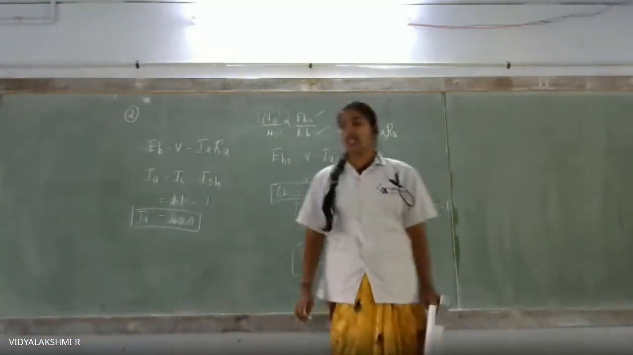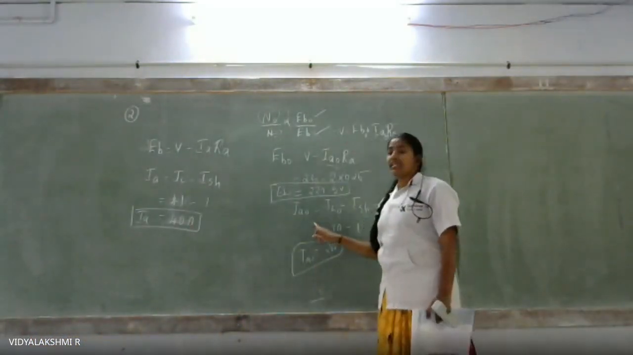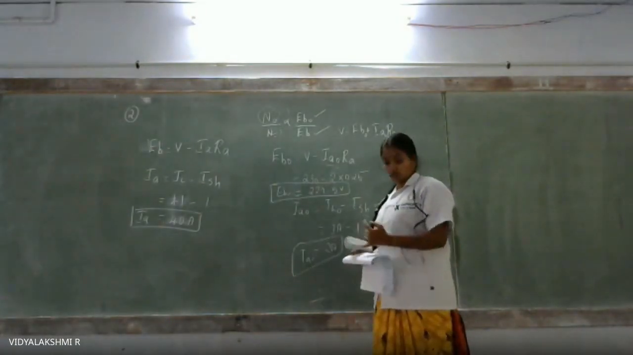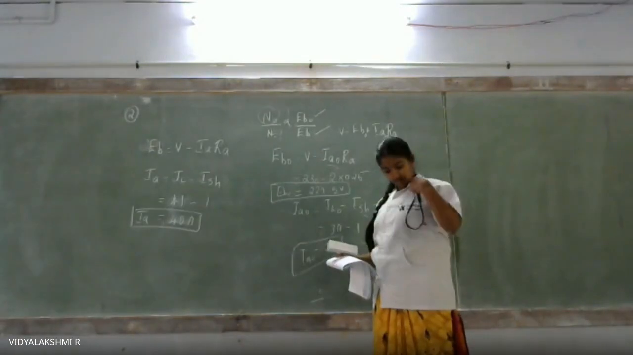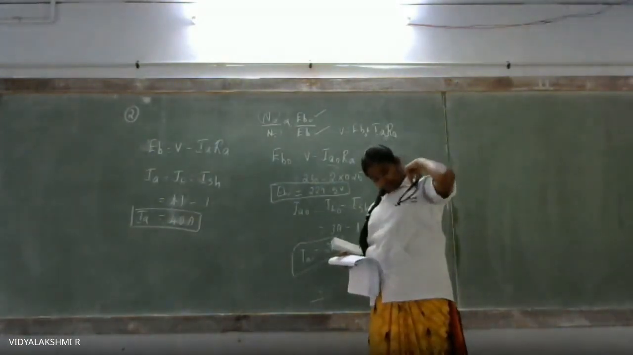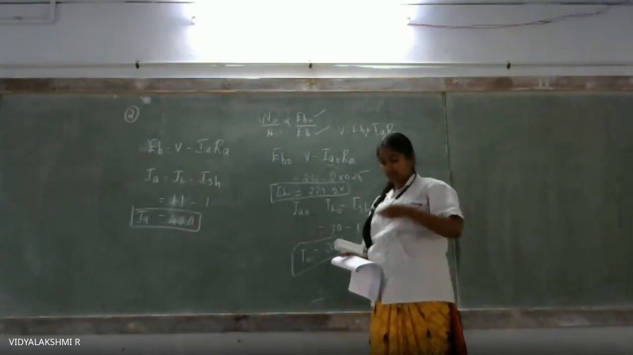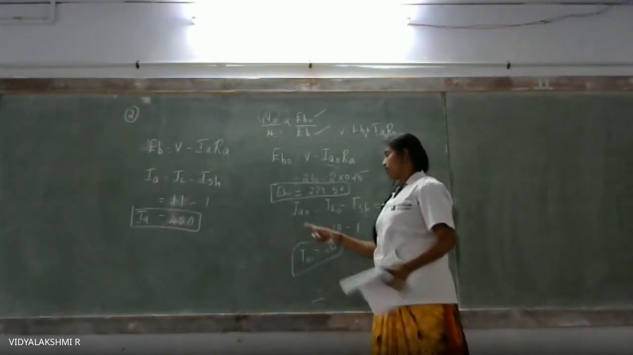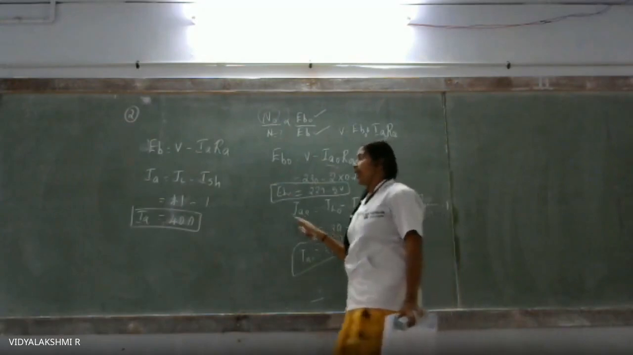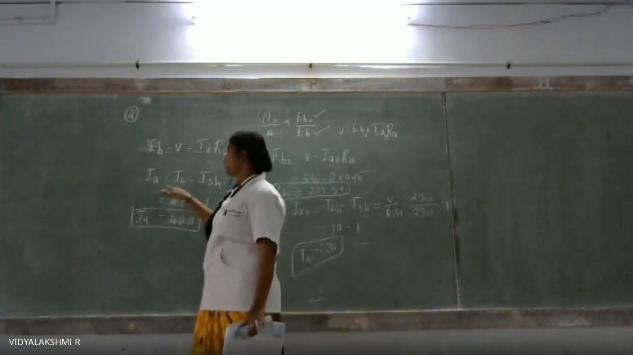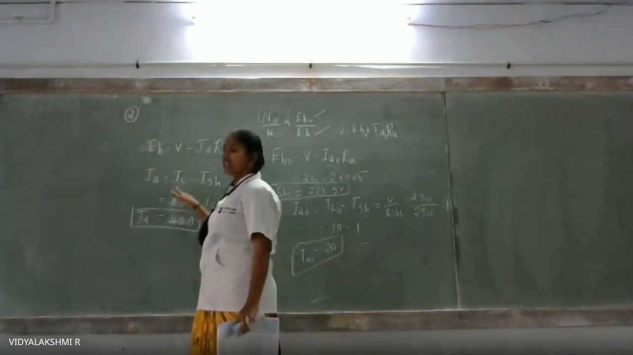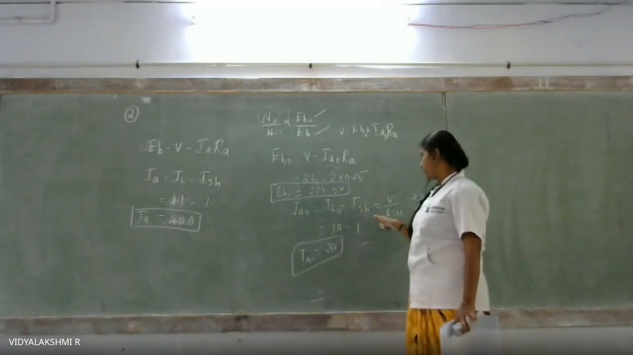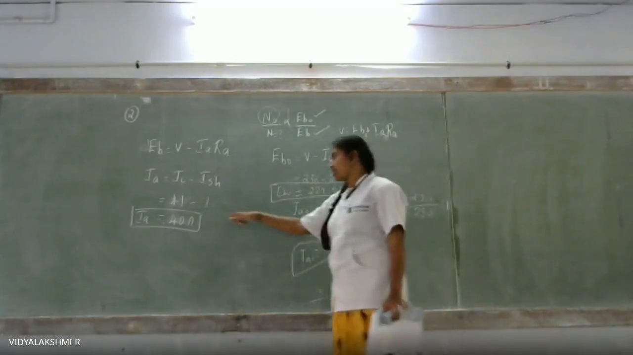The same formula I have used with respect to naught. If I mark it as naught, it means it's the no load value, and this is my full load value. We know IA is IL minus ISH. They have given IL as 41, and ISH I have already found with respect to V by RSH as 1. So IA is equal to 40.